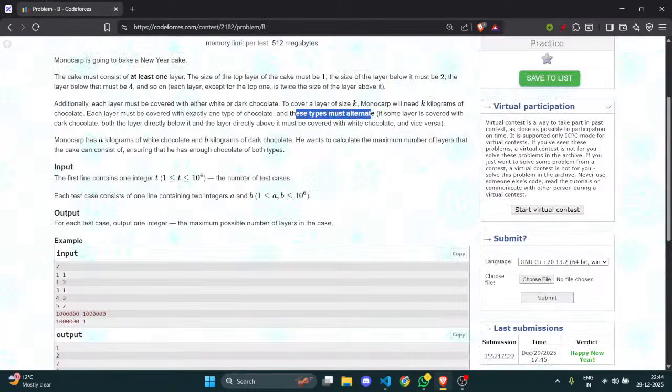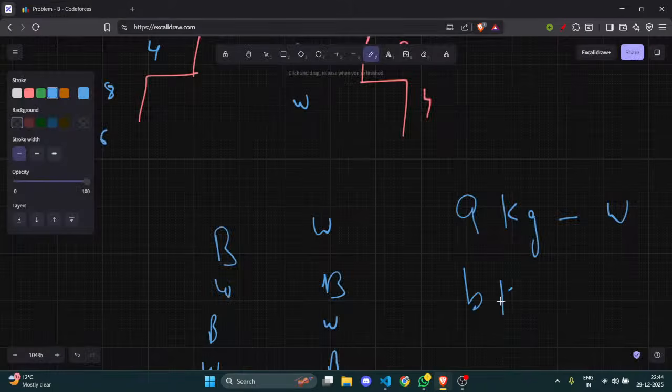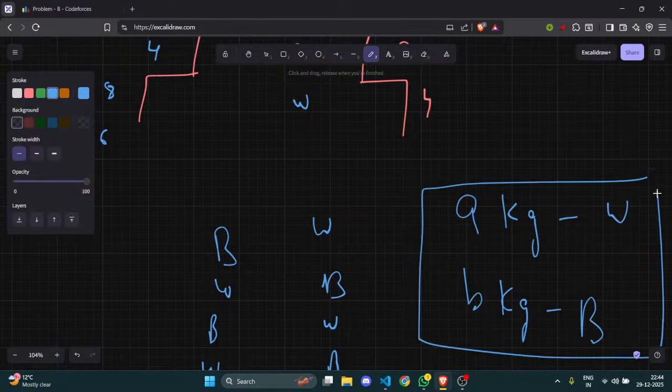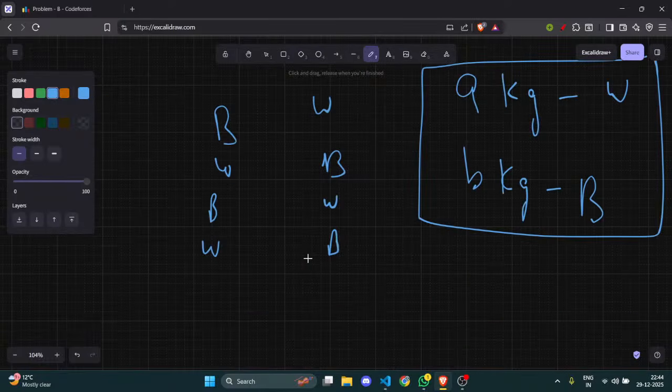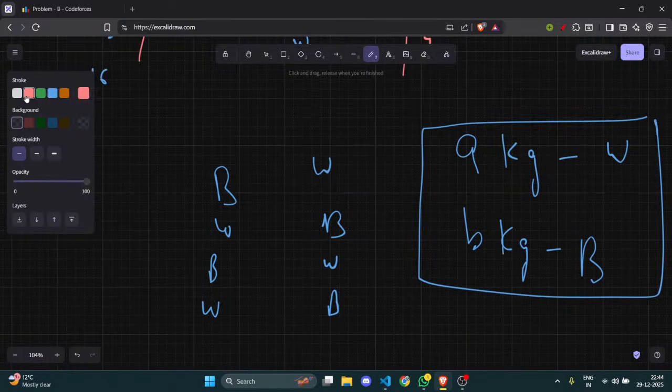Let me see, white or black. A kgs of white chocolate and b kgs of black chocolate. So these are our limitations. We have a fixed number of white chocolate and a fixed number of black chocolate, and we need to make a cake such that it is black, white, and it should be in increasing powers of 2. Okay. So there are not many choices we have.